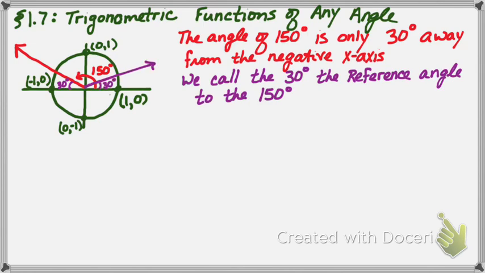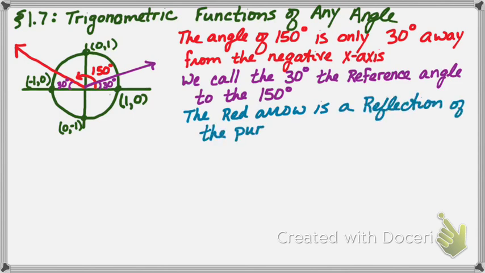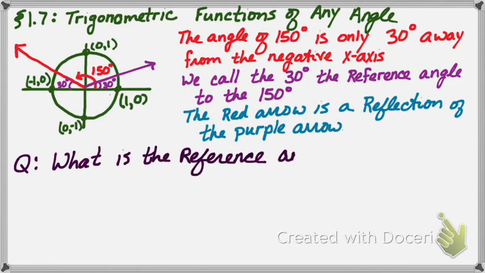Here I've drawn in the 30-degree angle that's in the first quadrant, and we can see that the red arrow is a reflection of the purple arrow over the y-axis. And that tells us that the trig values would be related to one another, which is what we're going to be looking at next. But first, let's do another example for a reference angle.